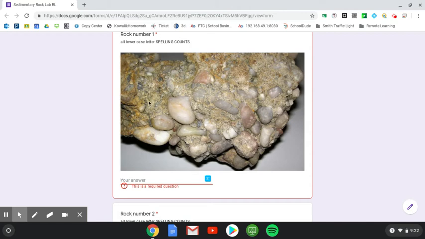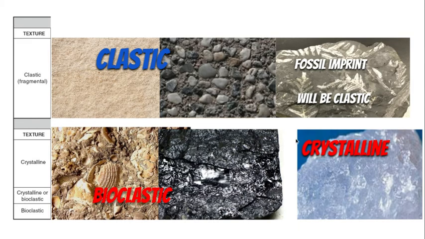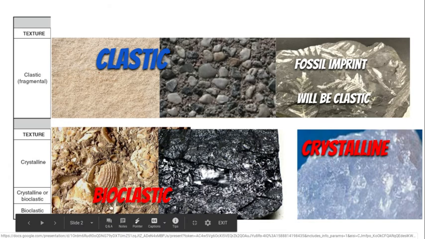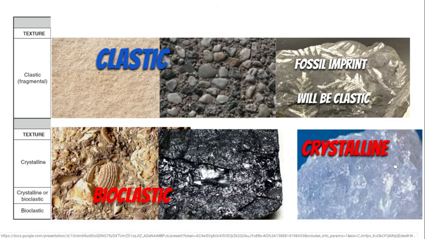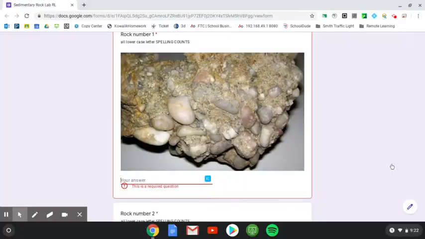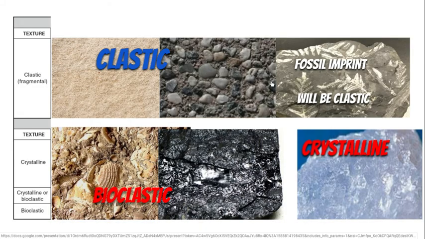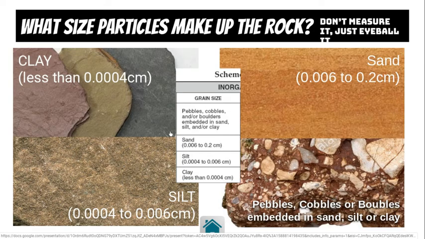It looks like a rock that's a bunch of pieces broken up and kind of cemented together. So I'm going to go back to this here. I'm going to look at my choices. I have clastic, which includes rocks with fossil impressions. Then we have bioclastic here, which is made of living things, of course. And then we have our crystalline section over here, which looks like crystal shapes. So if I go back here to the lab, I can see that this looks like it's broken pieces of rocks glued together. So that makes it a clastic rock. So I would tap on clastic.